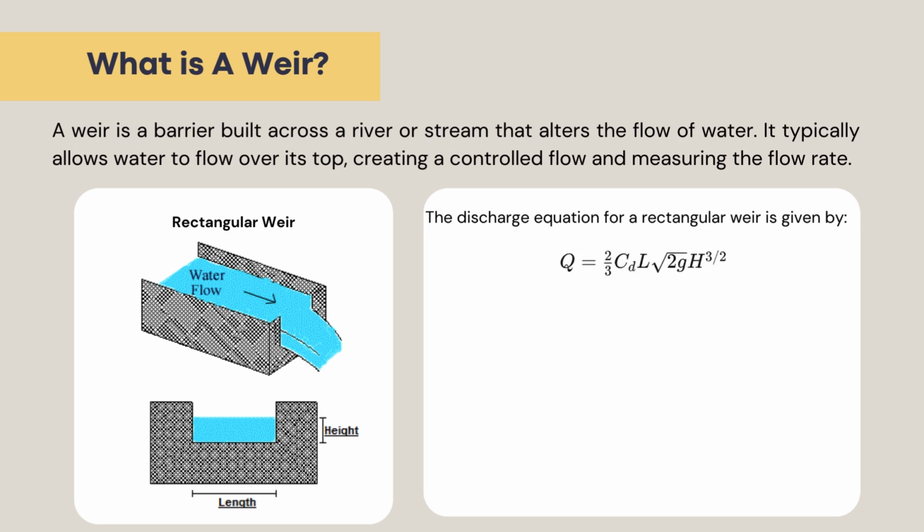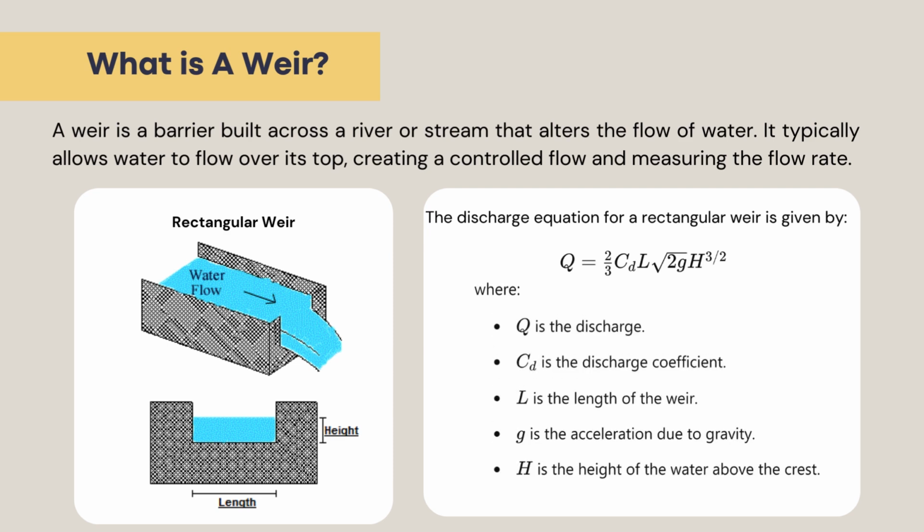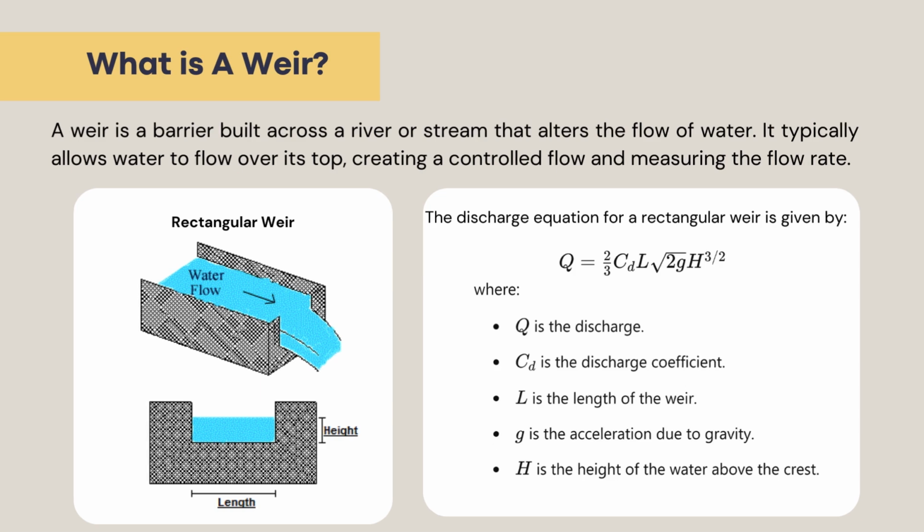Q equals 2/3 times C sub D times L times the square root of 2 times g times H raised to the power of 3/2, where Q is the discharge, C sub D is the discharge coefficient, L is the length of the weir, g is the acceleration due to gravity, and H is the height of the water above the crest.